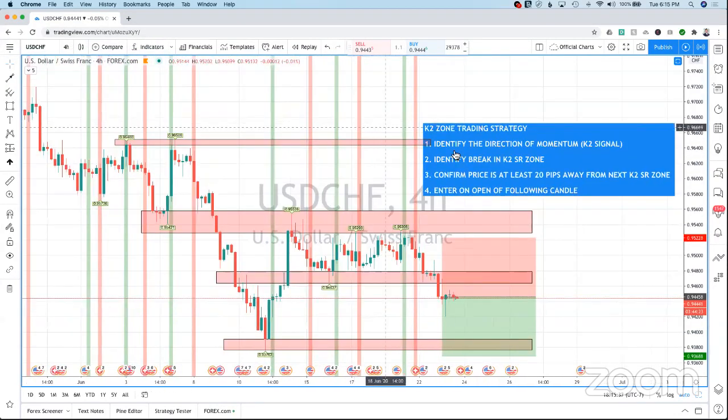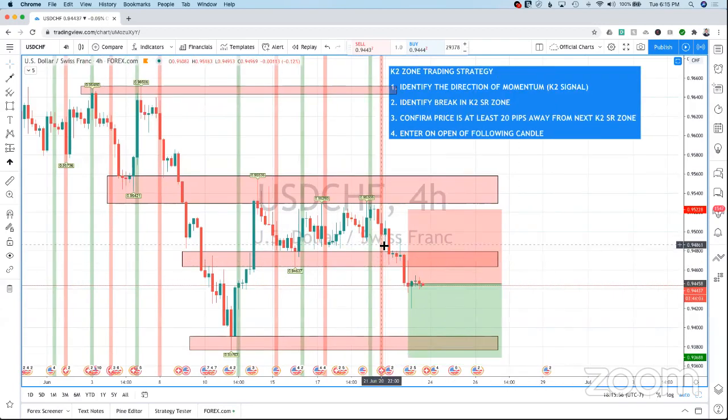We just want to make sure it's at least 20 pips away. But you can see right here, first you want to identify the direction of momentum. So right here we have a buy signal. You can see price went up. We have a sell signal. It came down to the zone, rejected. Right here we had a buy signal. It came up, tested this resistance right here, rejected. Another sell signal, buy signal, and then a sell signal right here.